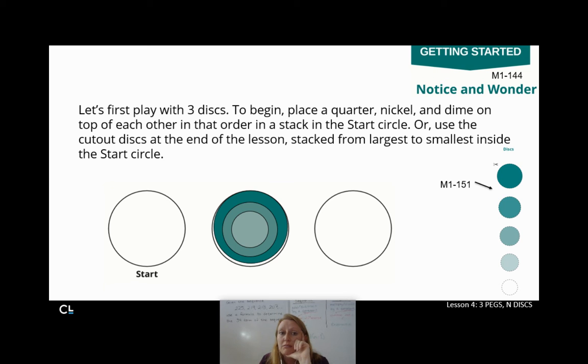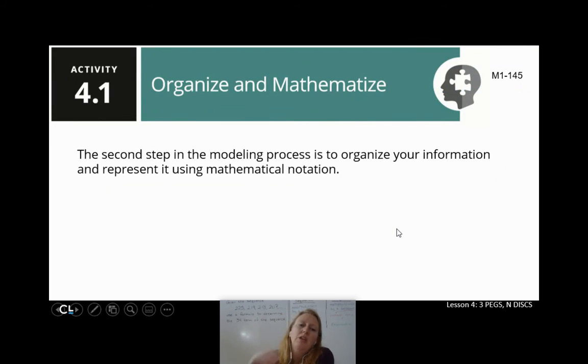If you want, you can challenge yourself and see how many moves it takes with 4 or even 5 of these, because we do have 4 discs and 5 discs. You're welcome to play around with that a little bit, but I noticed it took me 7 moves to make that happen. So that's our first step in the modeling process. We're just moving things around. How many steps does it take? What do you notice? All of that good stuff.